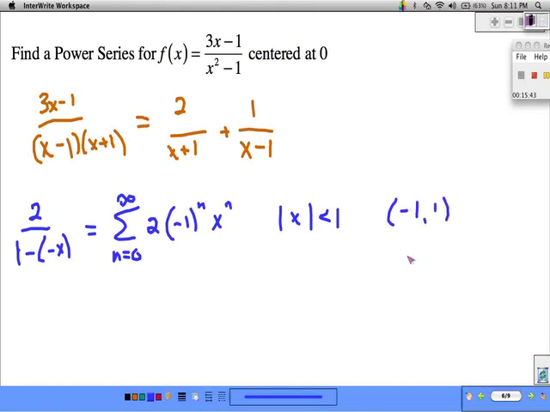The second piece of that linear combination can be rewritten as 1 over the opposite of 1 minus x, or negative 1 over 1 minus x.